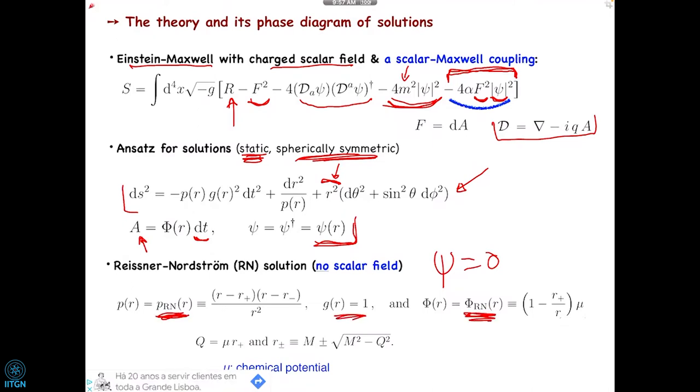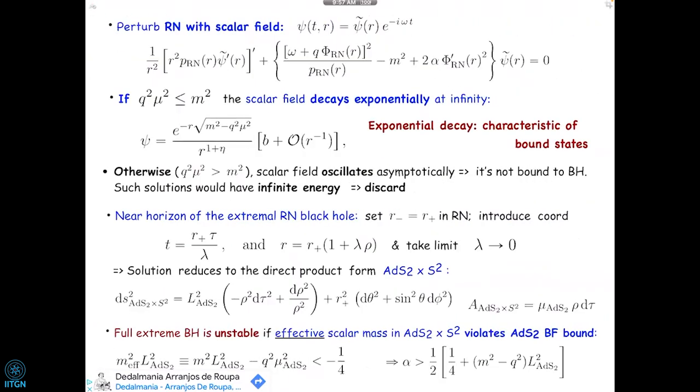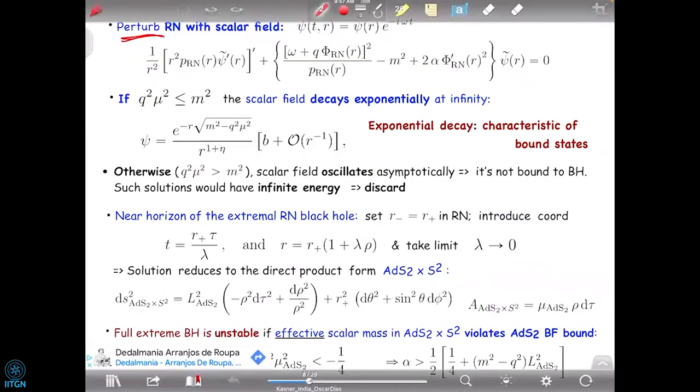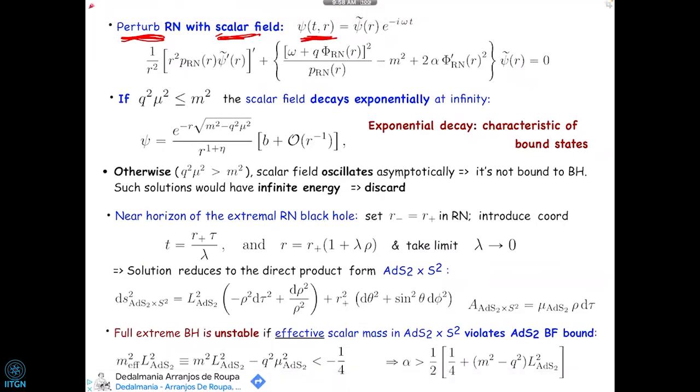And this solution is parameterized by a mass and a charge that is related to the chemical potential of the solution, which is mu, okay? But now what I want to do next is, what happens when I perturb this Reissner-Nordström solution with a scalar field? So I will consider a scalar field that has a time dependence and radial dependence.